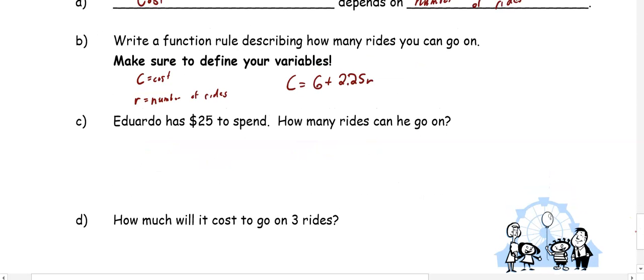If Eduardo has $25 to spend, how many rides can he go on? So we're going to set 25 equal to our function rule and solve for the number of rides. So first we're going to subtract 6. 19 equals 2.25 times R. So we can divide by 2.25. And that's going to get us 8.44 rides. So Eduardo only has money to go on 8 rides. We can't round up because if you don't have money, they're not going to let you on the ride.